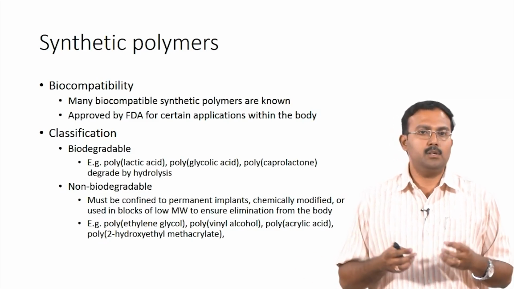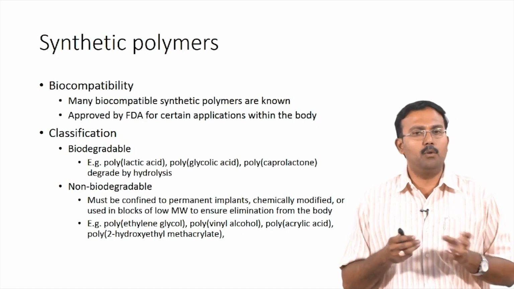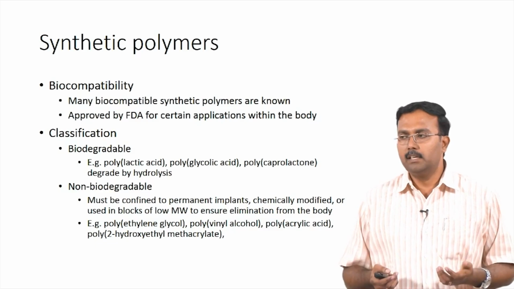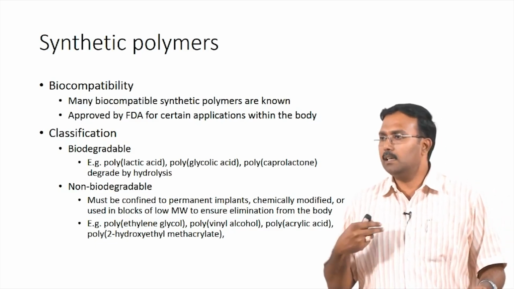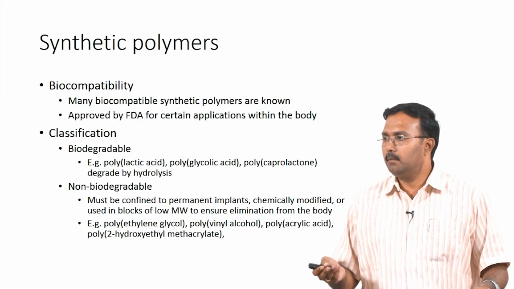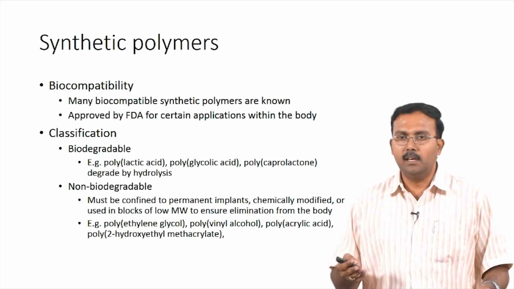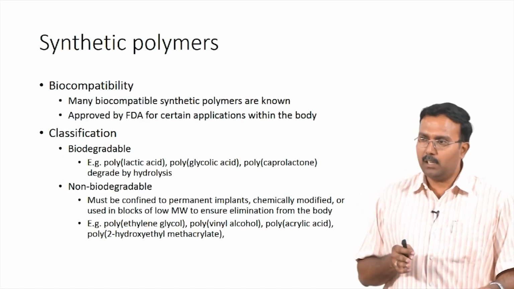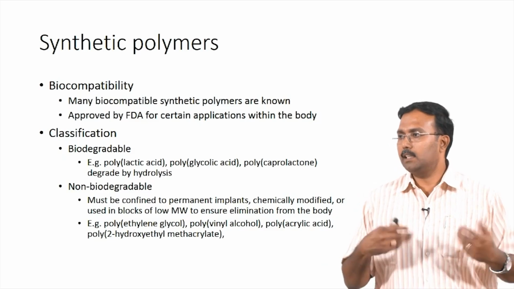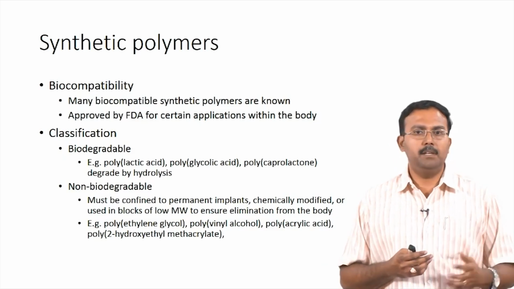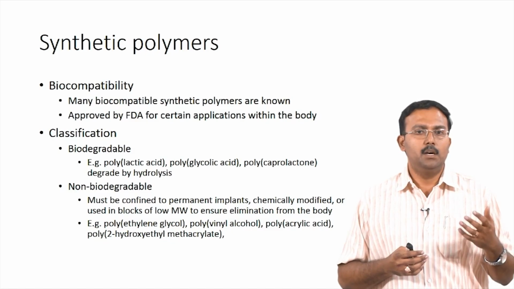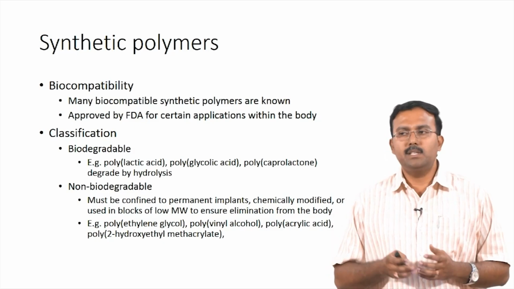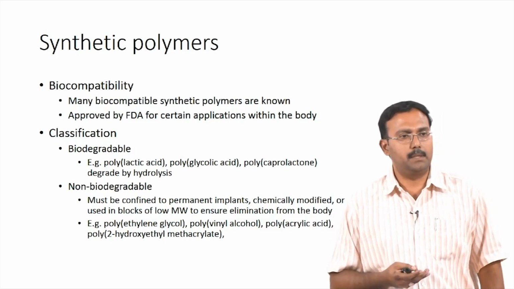And you can also use it in blocks of low molecular weight, so that there can actually be elimination from the body. So, for example, polyethylene glycol is not biodegradable, but below a certain molecular weight it can actually be excreted through your kidney. If you use it in that molecular weight, then it will not be a problem, it can actually be removed from your body. PVA, polyacrylic acid, polyHEMA are all some of the examples of non-biodegradable materials which have been tried out for tissue engineering applications.